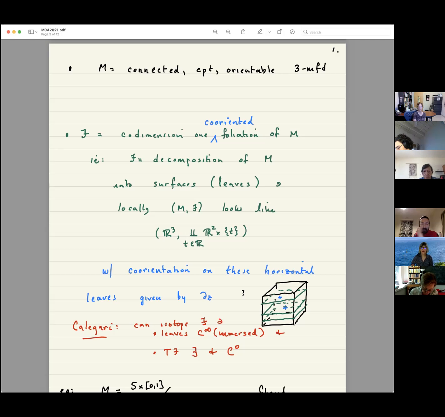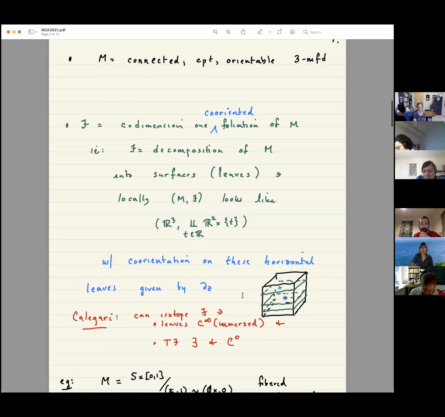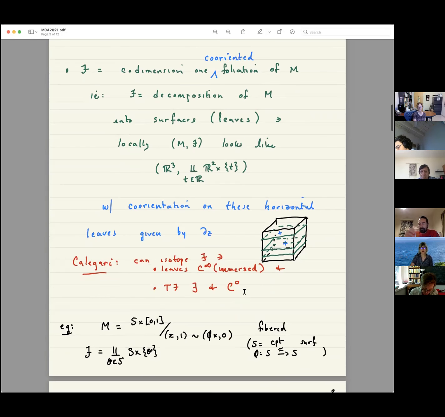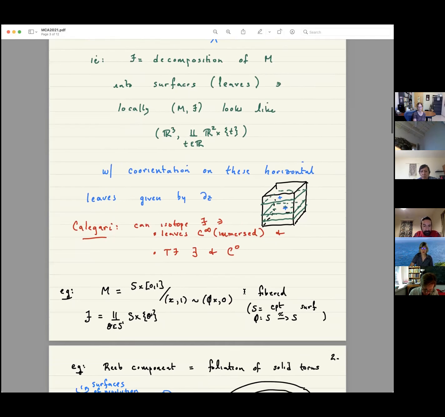And you can think, okay, so you've got this manifold, you're thinking about your favorite manifold, it's decomposed as a union of leaves. And maybe you've made some choice where the tangent plane field isn't even defined. But there's a result of Calegari which says, well, you can always isotope your foliation so that the tangent plane field to the surfaces, that two-plane field, is well-defined and continuous, and the leaves themselves are smoothly immersed instead of embedded, because typically I'm thinking about these surfaces as being non-compact. And non-compact in a compact manifold, I can't hope for embedded.